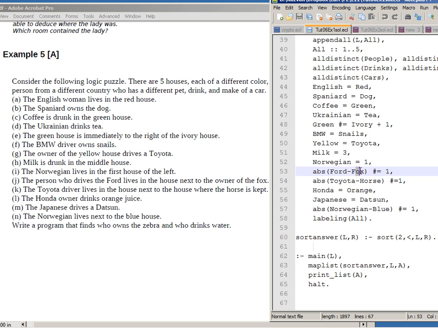Same for Toyota driver and the house where the horse is kept, right? So Toyota minus horse in absolute value should be 1. The Honda owner drinks orange juice. The Japanese drives a Datsun. The Norwegian lives next to the blue house. So again, absolute value. And we're done, right?